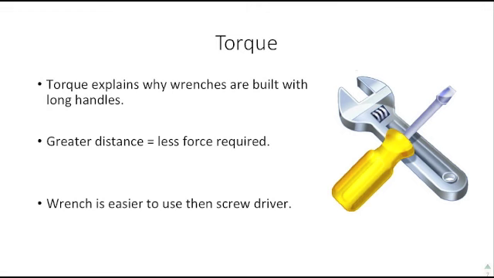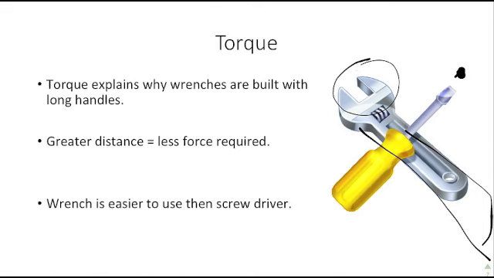Torque explains why wrenches are built with long handles. If you have two equal tools and you're trying to get a bolt off, the wrench is always easier to use, because with the screwdriver, you're twisting it and you're losing the distance from the center. The greater the distance from the center, the easier it is to cause something to rotate. So that's why wrenches have long handles. In fact, the longer the handle of the wrench, the easier it is to turn a bolt.